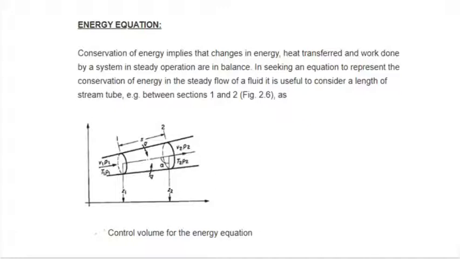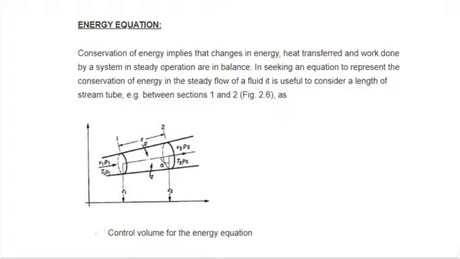The first law of thermodynamics states that the net rate of change of energy is equal to heat transferred plus work done. First we need to find the energy, then how much heat is transferred and the work done, so that we will get an energy equation.